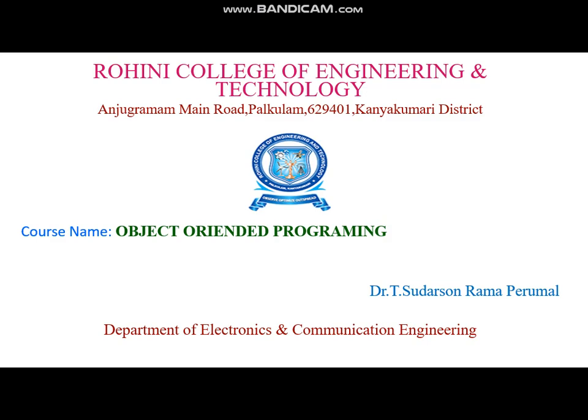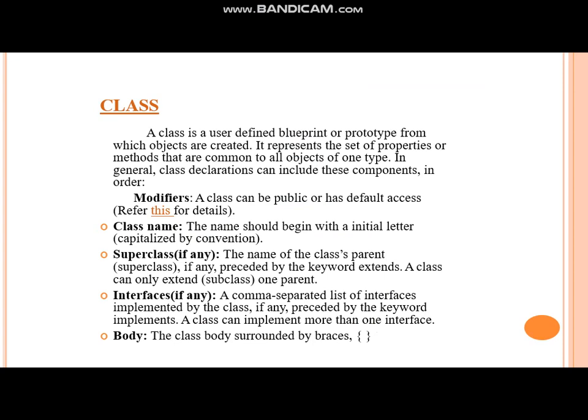Going to see about the next concept of object-oriented programming. Here we go into discuss about the class. A class is a user-defined blueprint or prototype from which objects are created. It represents the set of properties or methods that are common to all objects of a type. In general, a class declaration can include these components.